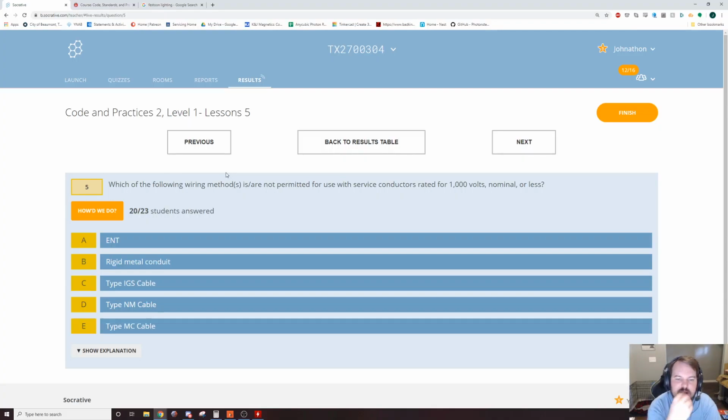Which of the following wiring methods is/are not permitted for use with service conductors of 1,000 volts nominal or less? So you're going to need to flip to the back of services. So Article 230, but the back of their part, I want to say part 5. Part 9, actually. Is overcurrent. No, that's overcurrent protection. Let's flip back a little bit. Circuit breakers. Supervised industrial installations.